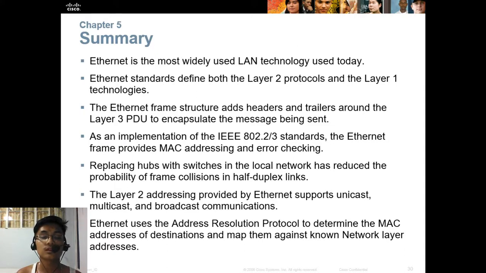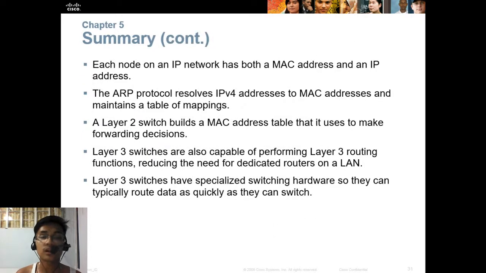Ethernet uses the Address Resolution Protocol to determine the MAC addresses of destinations and map them against known network layer addresses. Each node on an IP network has both a MAC address and an IP address. ARP resolves IPv4 addresses to MAC addresses and maintains a table of mappings. A layer 2 switch builds a MAC address table that it uses to make forwarding decisions.